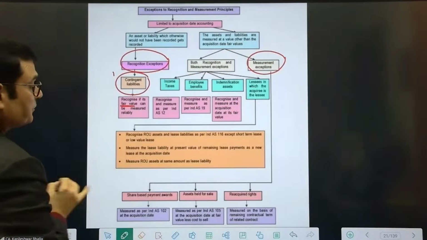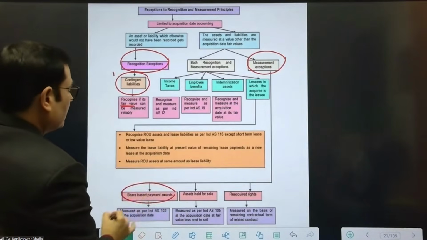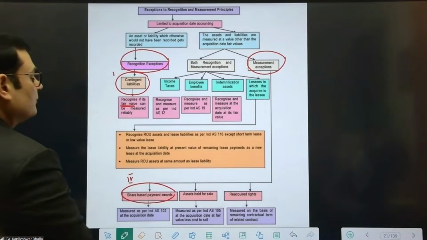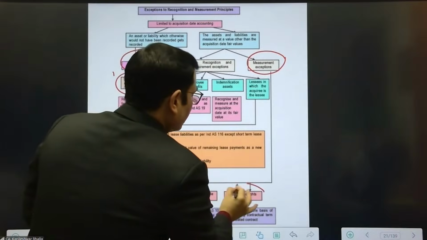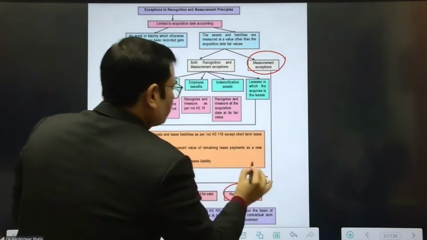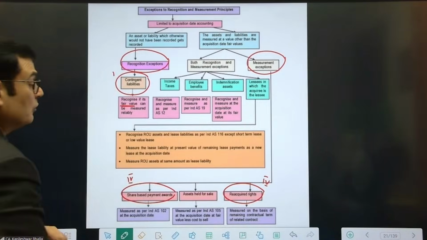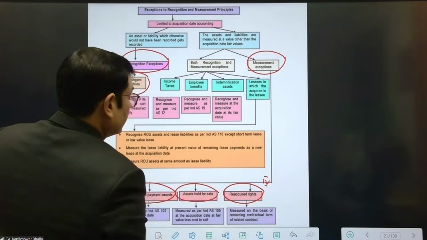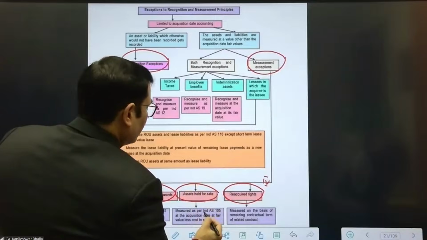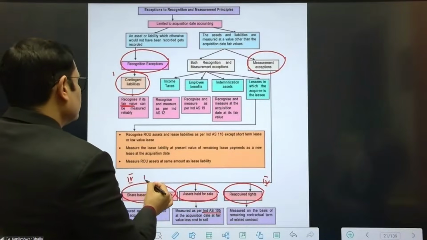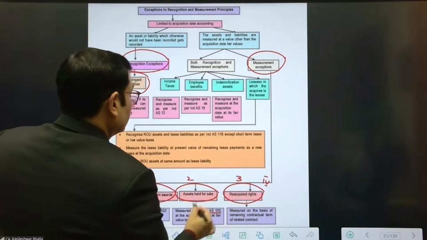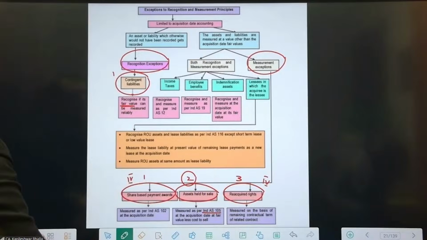In the measurement exceptions, we've got share-based payments, which we'll take care of in step 4. Then we've got reacquired rights, which we'll also discuss in step number 4. Then there are assets held for sale, where we apply Ind AS 105. So this is 1, this is 2, and this is 3. So we're going to discuss number 2.